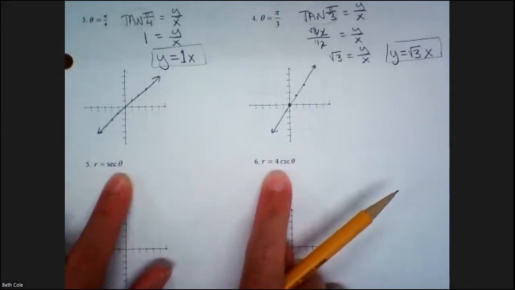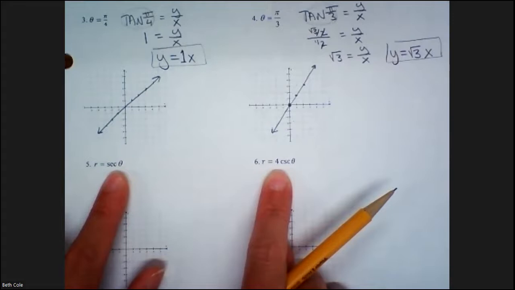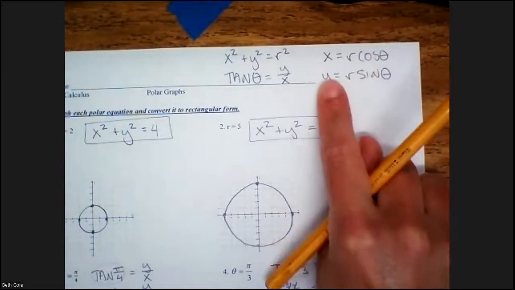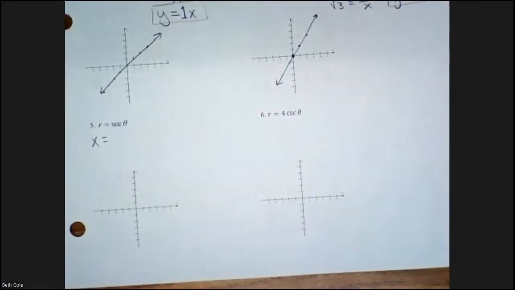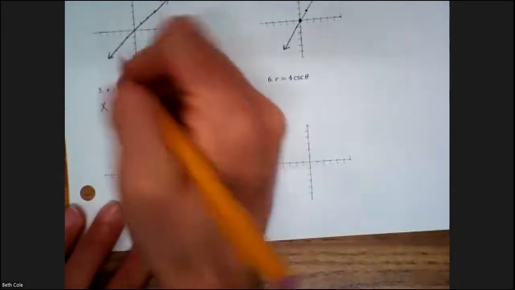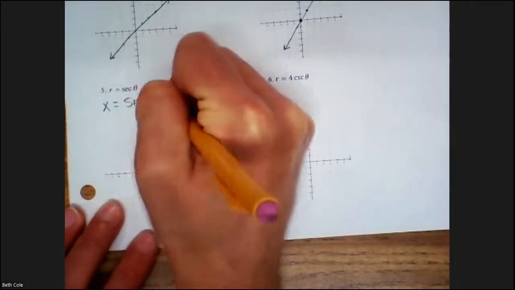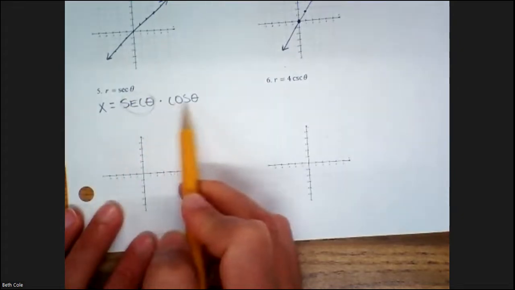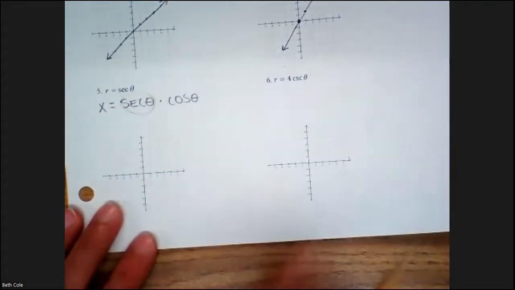Because these ones we have r in terms of another function, one of your trig functions. So for these, we're going to use these two: x equals r cosine theta and y equals r sine theta. For this one, I'm going to use x equals r times cosine theta. But what is r? Secant theta. So it will be secant theta times cosine theta. It's x equals r cosine theta, and this is r.